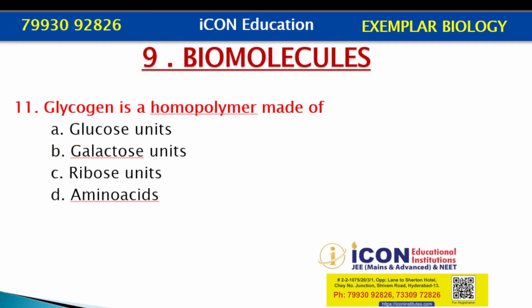Question number 11. Glycogen is a homopolymer made of. This is again a direct question. Starch, cellulose, glycogen, they are the homopolymers of glucose. They are made up of glucose units.